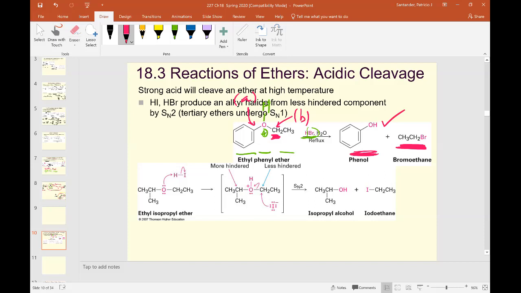Here we have another example, ethyl isopropyl ether. We have one half that is a secondary position, while the other half is a primary position. So whenever you have competition between a primary and a secondary, the primary will take precedence, it will be the preferred position, and that's why the attack of the I minus took place on the primary position. And so that is the general rule in this case.